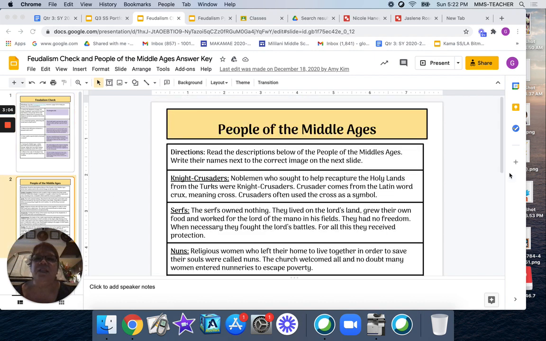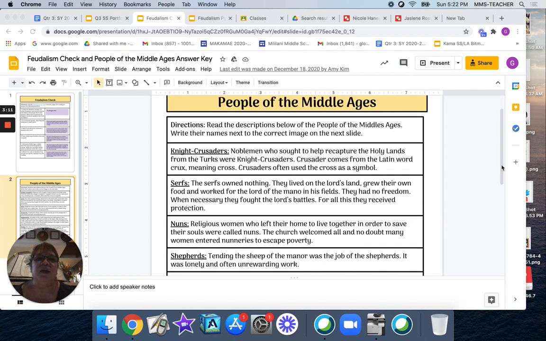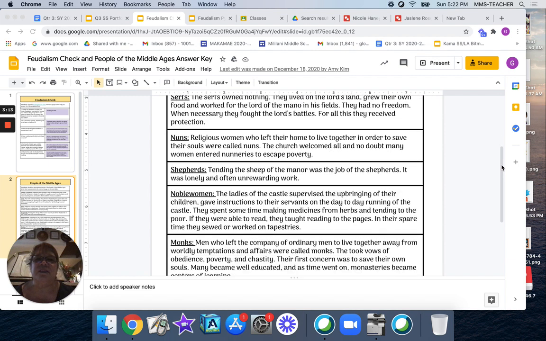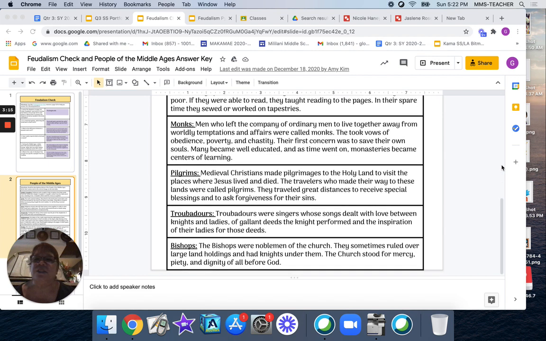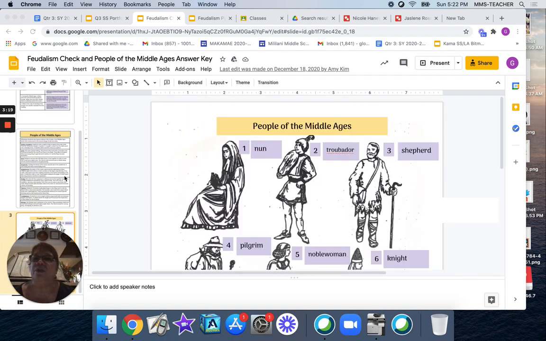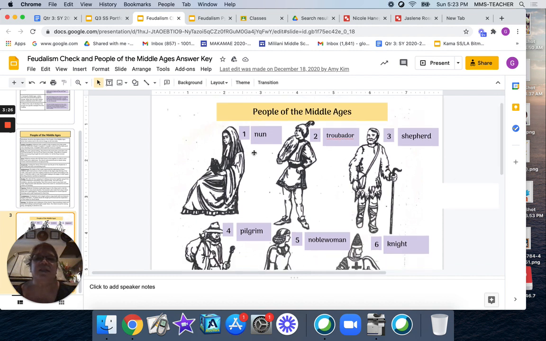Okay, on the next page, people of the Middle Ages, you had to read all of these descriptions below of the people of the Middle Ages. Then based on the descriptions, you're now identifying who the people of the Middle Ages were. Okay, so the first one is a nun. The second was a troubadour. And the third was a shepherd.